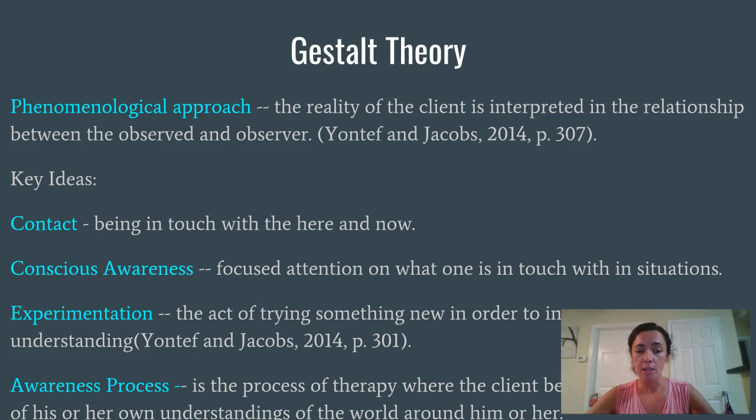Lastly, there's the awareness process that I want to remind you about. This is the process of therapy where the client becomes further aware of his or her own understandings of the world around him or her. This is the mode of healing, or the process of therapy, in Gestalt theory.